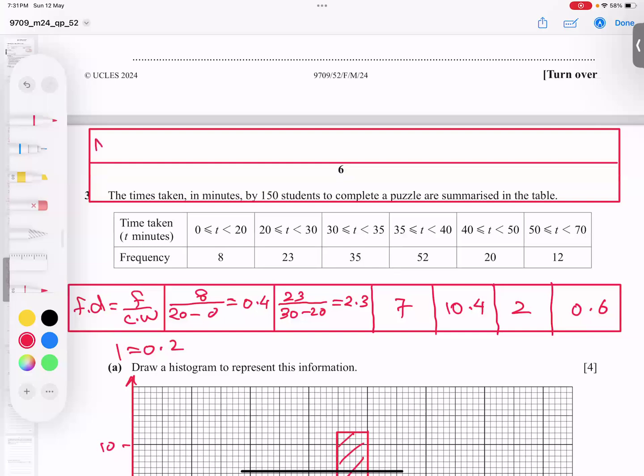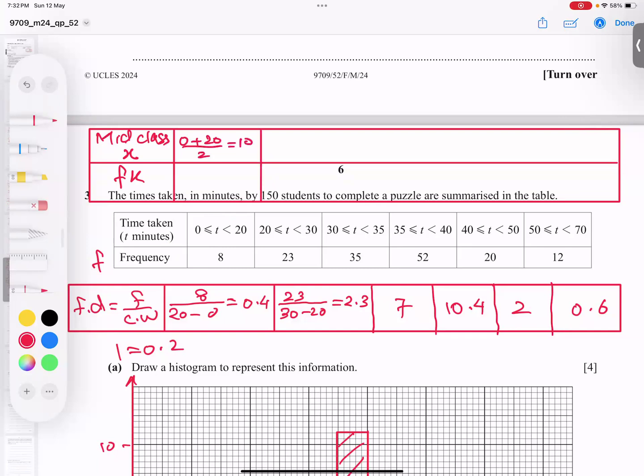First, this is called mid class, represented by X. Next column is Fx, and this is the frequency. X will come from the average of these values, mid class. 0 plus 20 divided by 2, I got 10. And I believe you got the point.